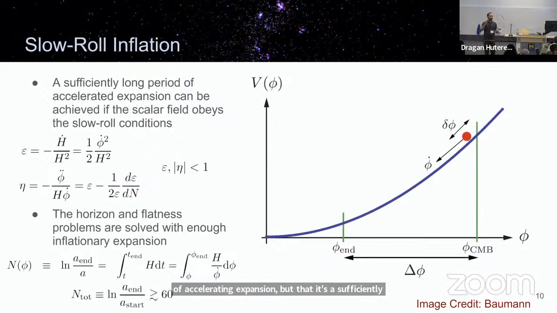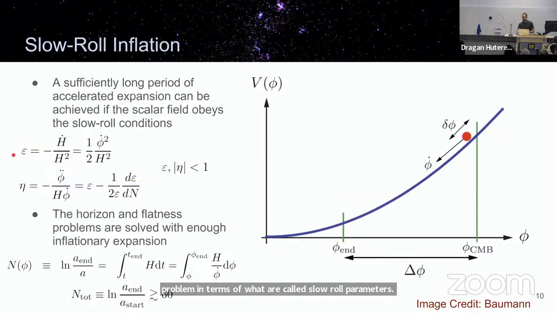We can't just have a transient epoch when things went through accelerating expansion, but it has to last a while. That is, we have to have sufficient conformal time prior to the thermal state in order to solve the problems of the classic Big Bang. And we can frame that problem in terms of what are called slow roll parameters. These will come up again and again.